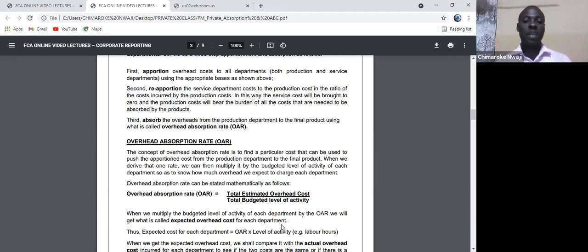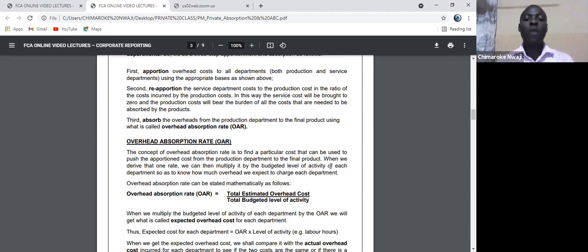Based on your experience, you must have gotten an average level of activity that your company would have been using as a benchmark. Now, when you get your fixed cost for that period, you divide it by that predetermined level of activity, budgeted level of activity to get your overhead absorption rate. Okay, so this level of activity here is labor hours. So when you are looking at absorption costing, you are concerned with only labor hours. That is your level of activity.